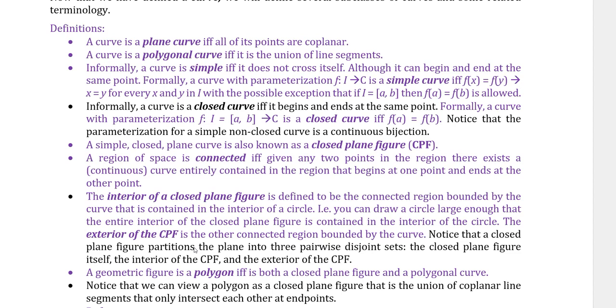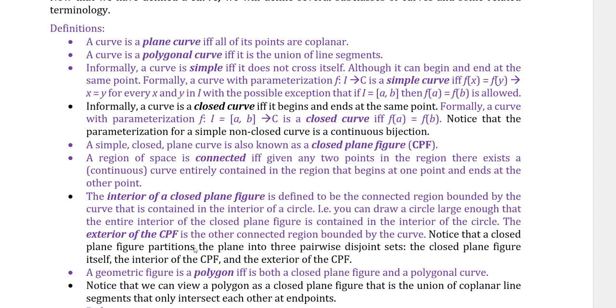So notice that a closed plane figure partitions the plane into three pairwise disjoint, non-overlapping sets: the closed plane figure itself, the interior of the closed plane figure, and the exterior of the closed plane figure. An example of a closed plane figure would be a circle or a triangle, right? So you've got the figure itself, and then you've got the interior, which is bounded in area, and the exterior.